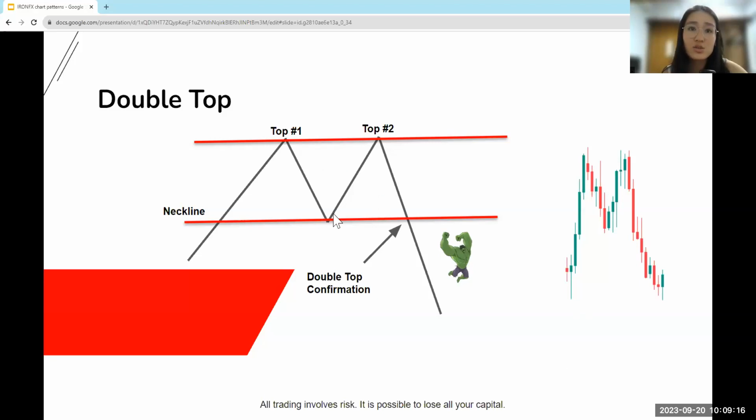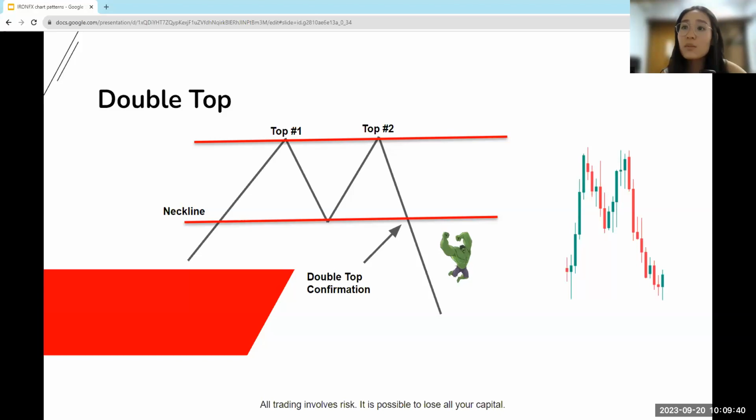So the pullback is just over here, and the new minor support level is then called the neckline or the support level. And then the pattern is confirmed once the price breaches the low of the pullback between the two highs. So basically, once it breaks out of this neckline area or the swing low support over here.